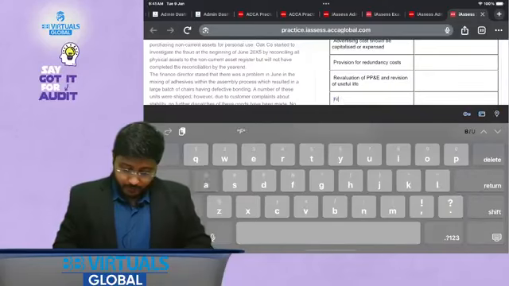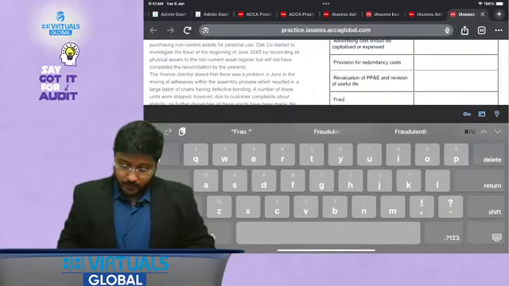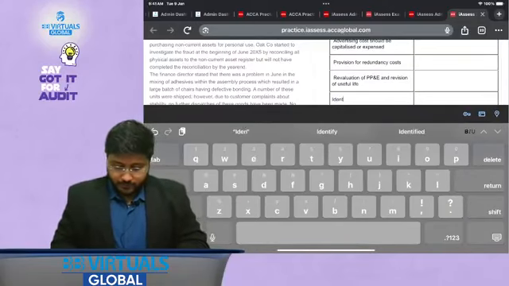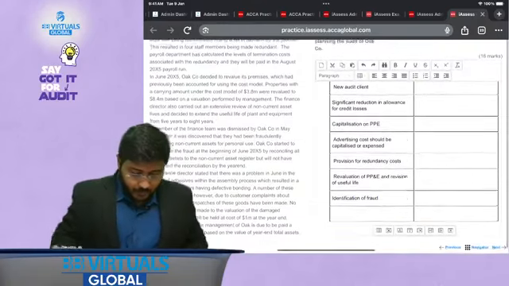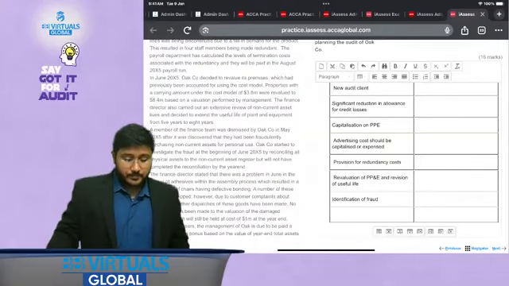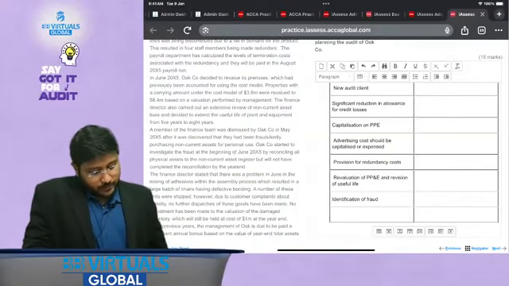So fraud is one thing. Okay. So identification of fraud. That is one audit risk. Identification of fraud. Okay.